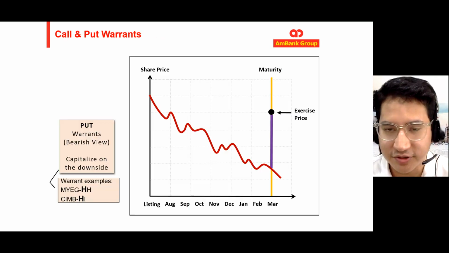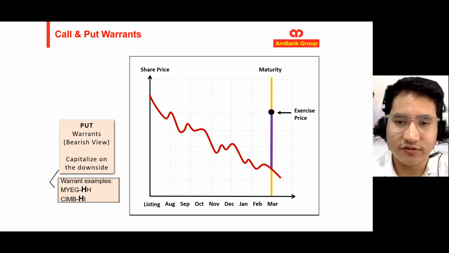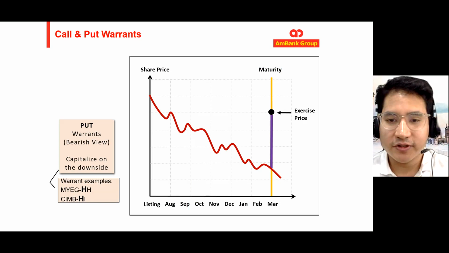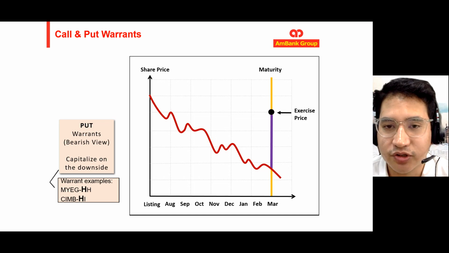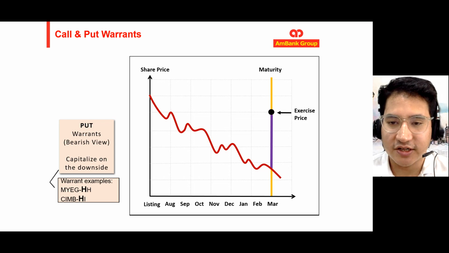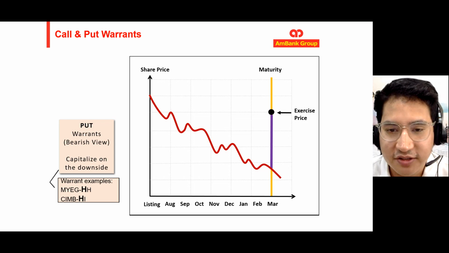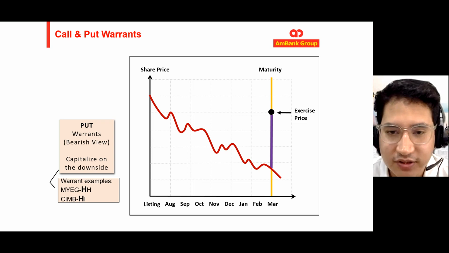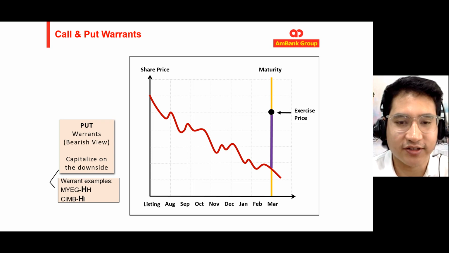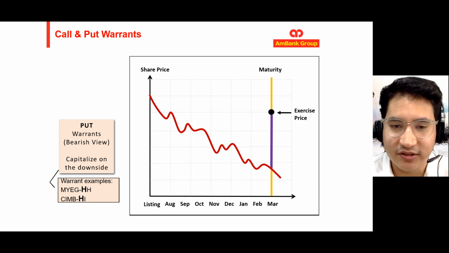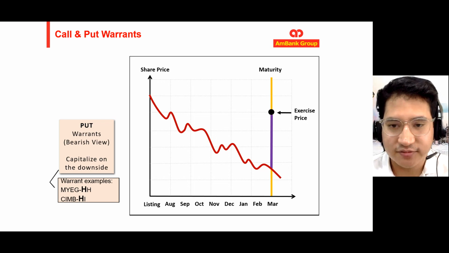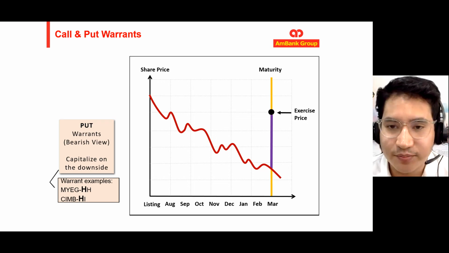The next slide is a bit more on the basics of call and put warrants. For call warrants, you would typically want to buy them if you have a bullish or positive view on the underlying. This is for you to capitalize on the upside. For example, you think the share price is going to go up. Instead of buying the underlying shares, you could buy the structured warrants, and I'll get into why this may interest you. And then on the other side are put warrants.